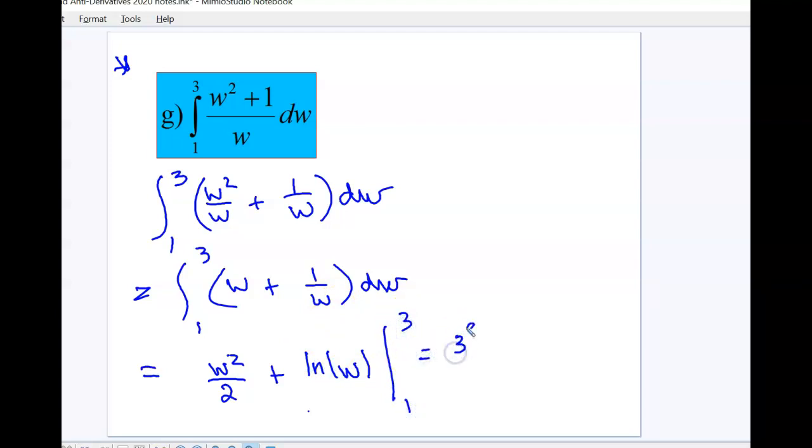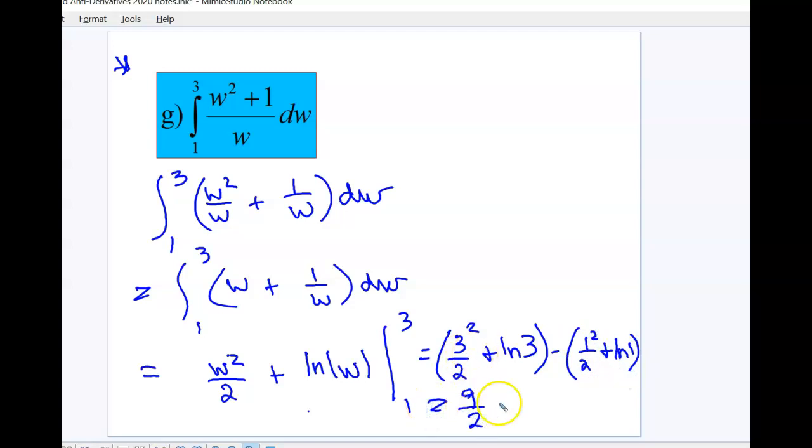So this is going to be 3 squared over 2 plus ln 3, minus 1 squared over 2 plus ln 1. So this ends up being 9 over 2 plus ln 3, minus 1/2, and ln 1 is equal to 0, so that drops off. So my final answer, 9/2 take away 1/2, I'm just going to put it up here. 9/2 take away 1/2 is 8/2, which is 4, plus ln 3 would be my final answer.